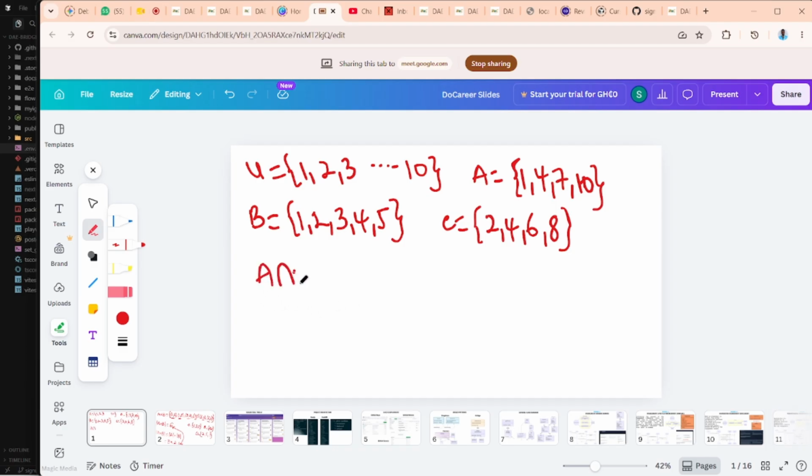A intersection B union C, but the bar is on top of A and B. One straight bar on top of A and B, union C. So this is the question. This is the set that we need to find. Okay. Should we try it on our own? Yeah, try it, then just come in and solve it together to confirm. Okay.